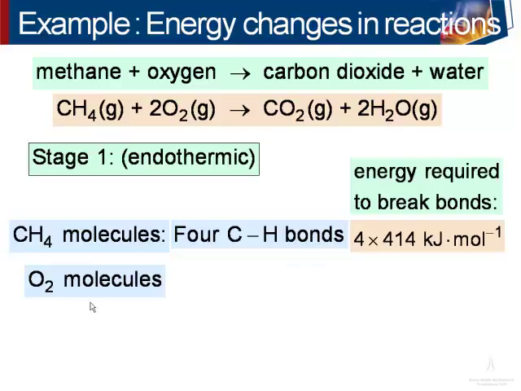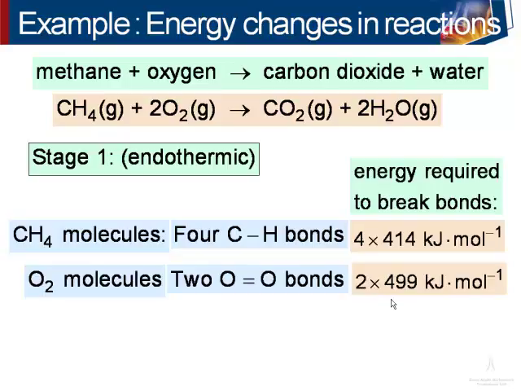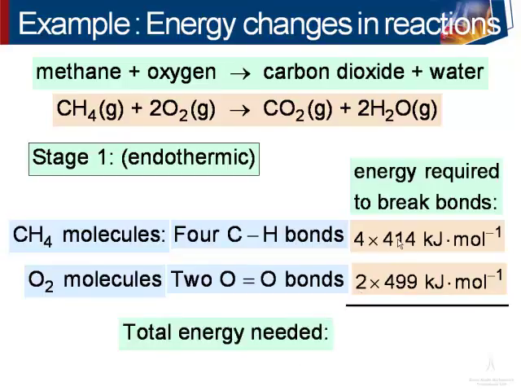But also, the oxygen molecule has double bonds between the oxygen atoms, and the amount of energy required to break these bonds is 499 kilojoules per mole for one bond, and so we multiply that by 2. And so the total energy that is needed to break the bonds in the reactants is basically the sum of all these energies, and we then need 2654 kilojoules per mole.